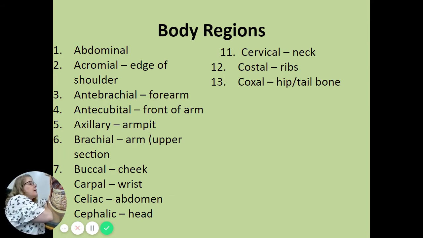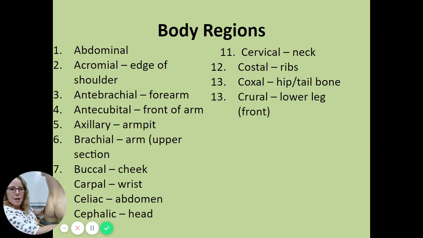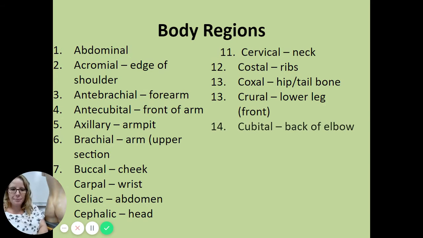Coxal refers to hip or tailbone. Coccyx, coxal. It's going to be this region right here at the end, your butt bone, where you would sit on. So that's your coxal region. Crural refers to front of your leg, your shin. So your shin is the crural region. Cubital refers to back of elbow. So this was antecubital, this is cubital.